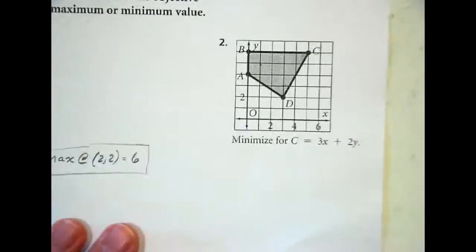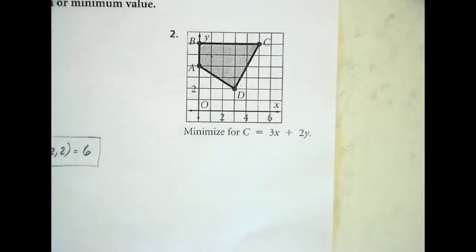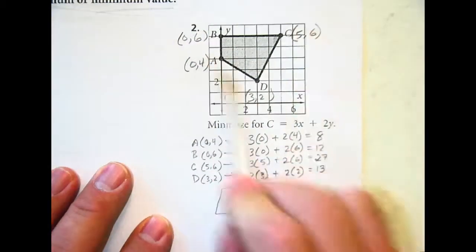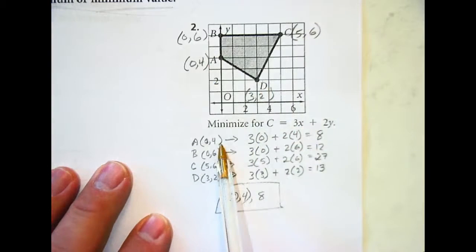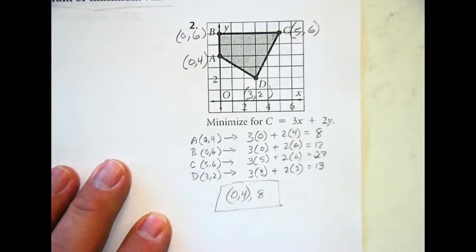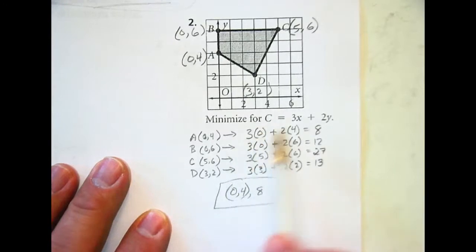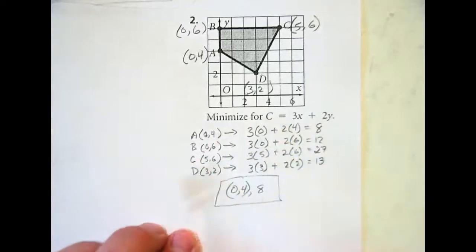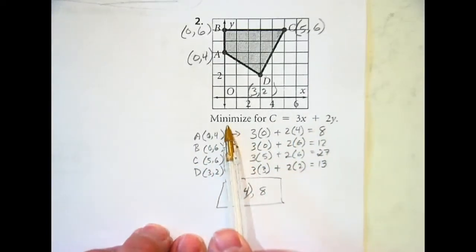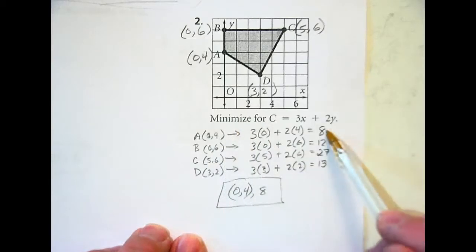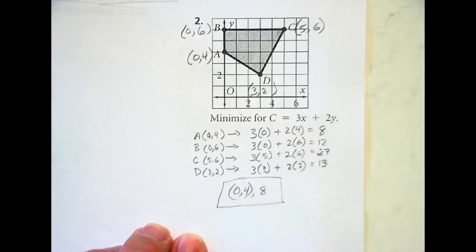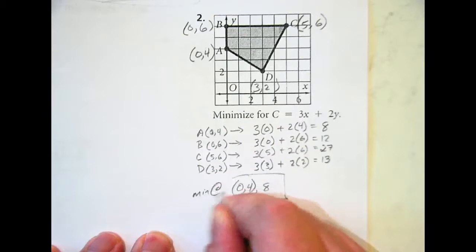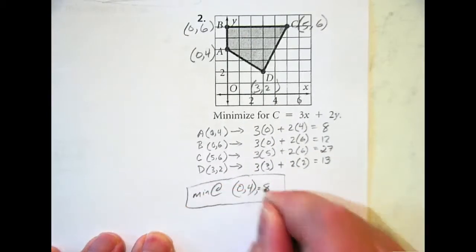Okay, here we go. Number 2, everyone give it a go. Put in your notes. All right, let's see how we did. So, on number 2, we went through, we labeled the ordered pairs. Point A is at 0, 4, point B is 0, 6, C is 5, 6, and D is 3, 2. We plug in those values, right? 3 times 0, 2 times 4. Plug in your x, y's for your objective function. Now this time they're asking for a minimum, right? So as we go through, our minimum value is 8 at the point 0, 4. Okay? So I put minimum at 0, 4. That's equal to 8.